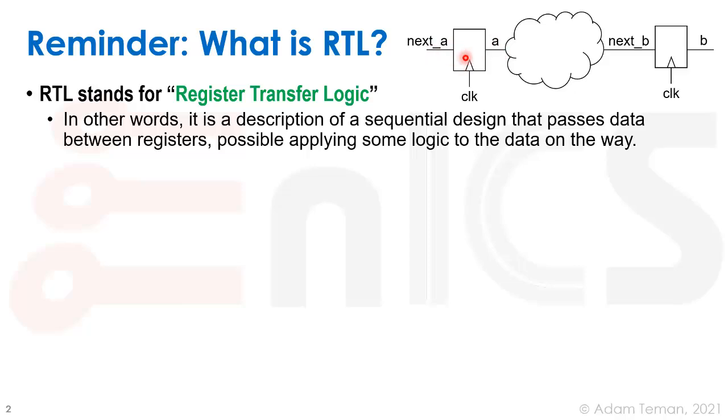That's called sampling the data, and the A value is now driven into this blob of logic, and we apply some sort of Boolean function to this value A until it arrives at the output of this logic function, which I call here next B. On the rise of the next clock edge, we sample next B, and it is driven to the output of this flip-flop. Everything in a digital sequential design can be broken down into paths of this type.